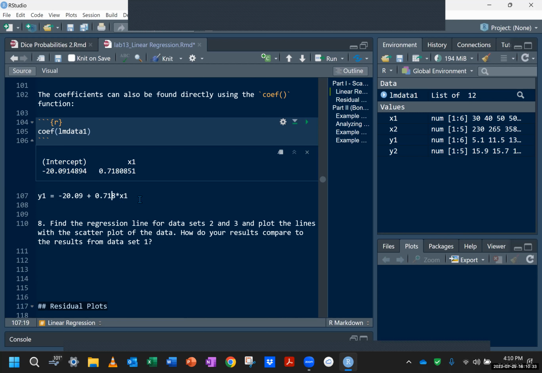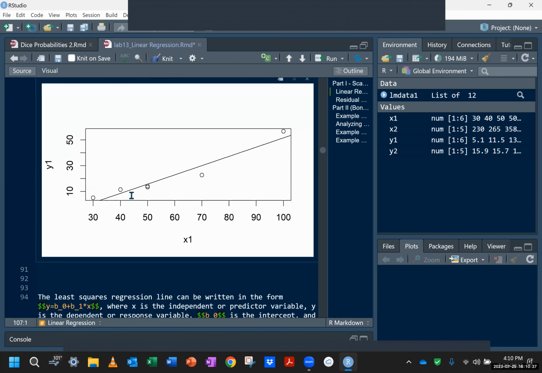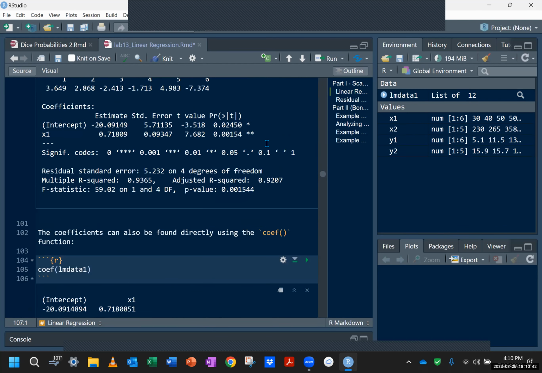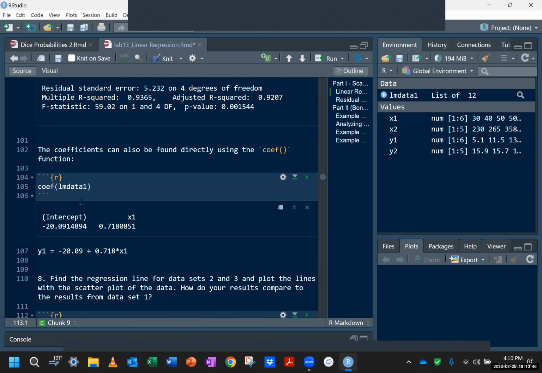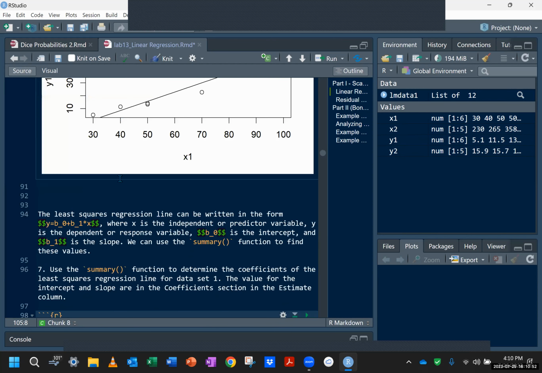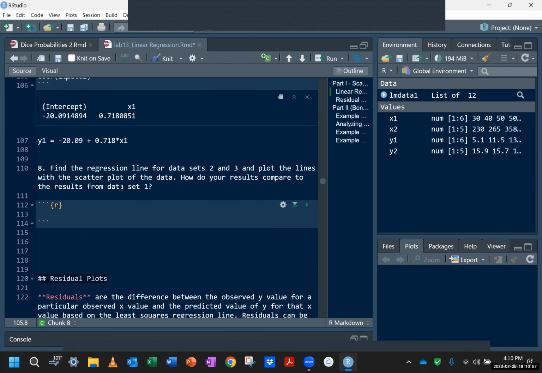So let's find the regression line. That maps the line that we found here. Okay. Let's find the line for data sets 2 and 3. So if we want to use the linear model for data set 2, did we do that already? No, we've got to do that. We've got to find the linear model of data set 2.